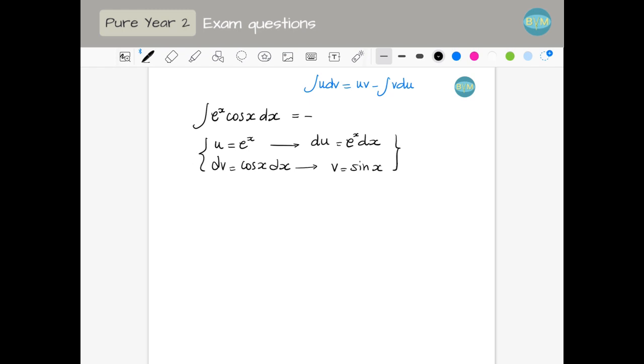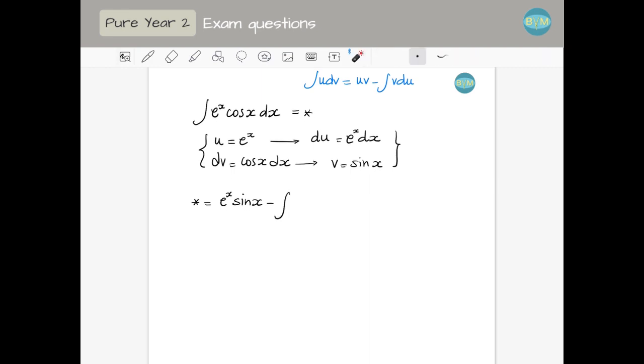I'm going to use the formula. So uv is e to the power of x sine x, minus the integral of v du. V is sine x, du is e^x dx. So I have something very similar to what I had before, but instead of cos, I have sine.